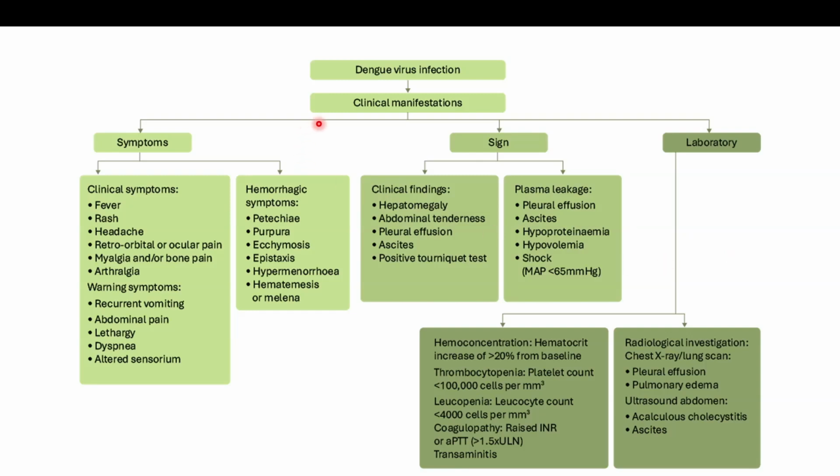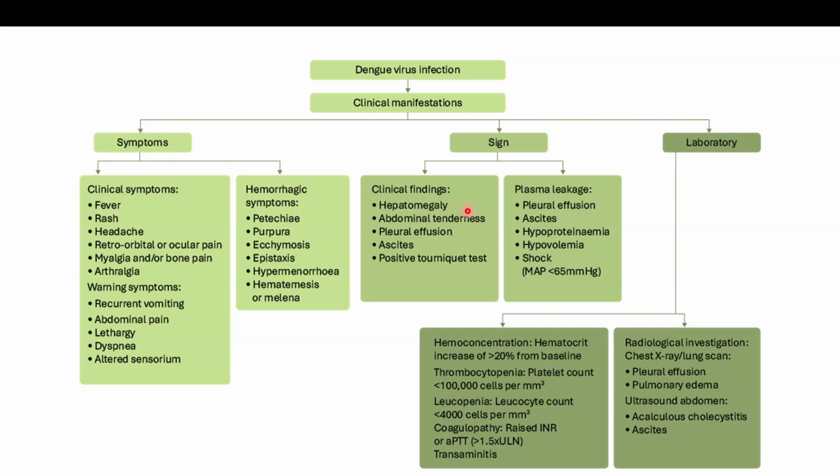So again, we will discuss about clinical manifestations of dengue fever. Clinically, the symptoms are described into clinical symptoms and hemorrhagic symptoms. Clinically, we can see fever, rash, headache, retroorbital pain, myalgia, arthralgia, which are classical symptoms of dengue fever. Whereas warning symptoms are recurrent vomiting, abdominal pain, lethargy, dyspnea, altered sensorium. Hemorrhagic symptoms are petechiae, which can be demonstrated with the use of a tourniquet test. Purpura can be there, ecchymosis, epistaxis, hypermenorrhea, hematemesis or melena can be there. All these symptoms are features of dengue hemorrhagic fever.